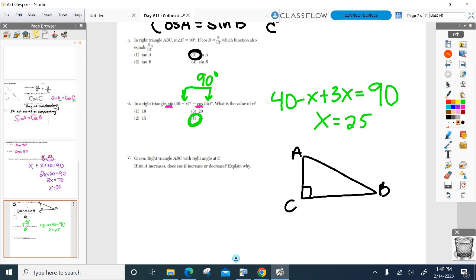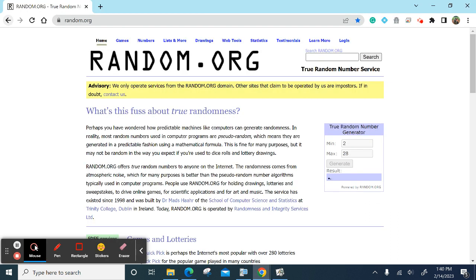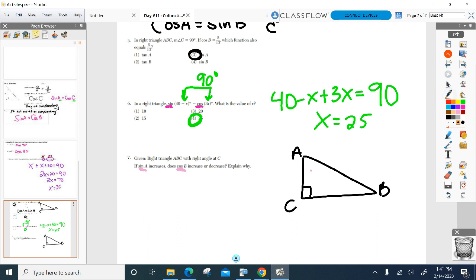My sub-question to the actual answer here is, what do I know about these two? Sine A, cosine B in this diagram. What do you know about those two values? The angles are complementary. They're equal to each other, right? So if one increases and they're equal, what do you have to know about the other one then? It also increases. One increases and they're equal, the other one has to. So it increases. And a good reason is just because sine of A equals cosine of B.